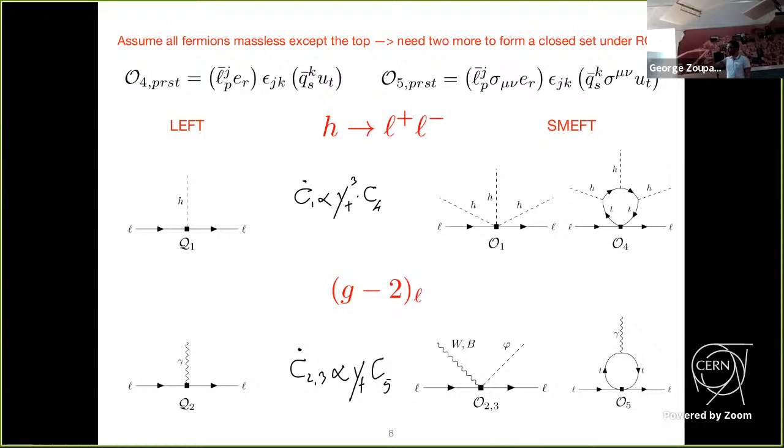Similar for the g minus 2, we have the tree level as I said before, and then we have the O5. The O5 now has a top loop. I didn't write it, but there must be a chirality flip so that we can get a g minus 2 like structure. And this chirality flip is reflected in the fact that the normalization equation for the g minus 2 operators is proportional to the Yukawa. I'm not writing the one-loop matching just because I don't think it's very enlightening to have these huge equations. But there is a paper that solves it, so we just use the result.